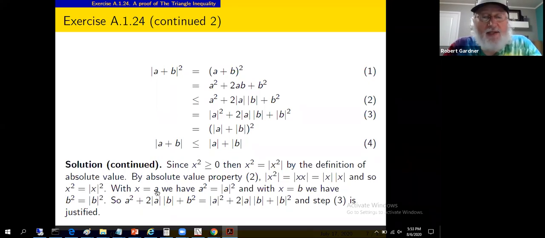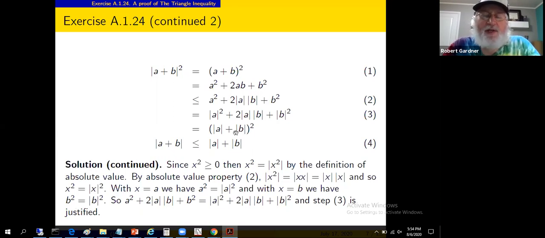Now, if you take x equal to a, this held for all x real numbers. We take x equals a, we get a squared equals the absolute value of a squared. Take x equal to b, you get the same kind of thing for b squared. And that's how you can replace this a squared with this absolute value of a squared, and similarly for the b's. So that justifies step 3.